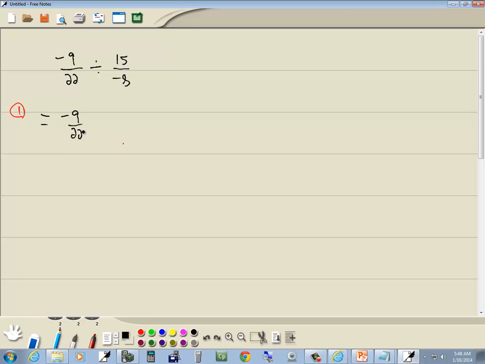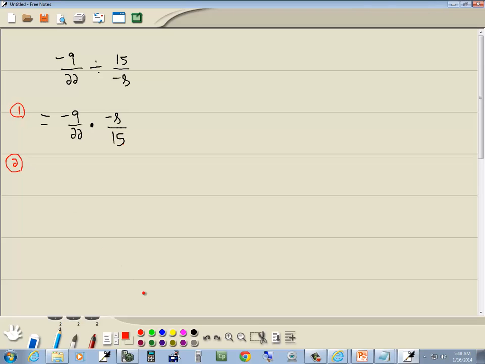So how we do that is the division symbol becomes times, and we flip the second fraction, take a reciprocal of it. So top goes to bottom, bottom goes to top. So this will become negative 8 over 15. Then we're going to multiply.